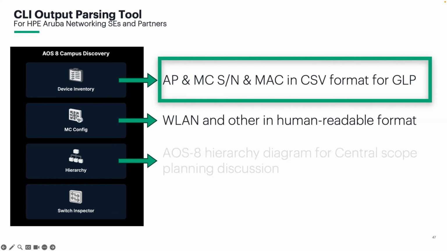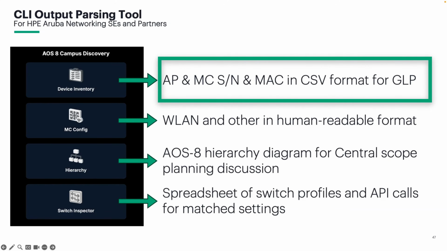The output becomes the AP and controller serial number and MAC address in a CSV format for GLP. This means that you're going to be able to take this exported CSV file and upload it directly into GLP. It is already formatted in the way that GLP expects it, so all of your serial numbers and MAC addresses will be uploaded at once.